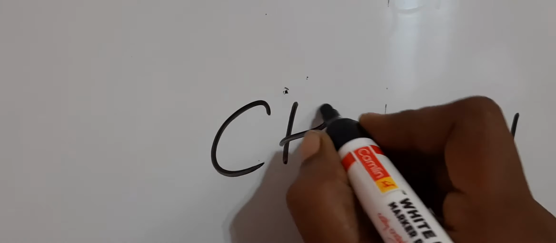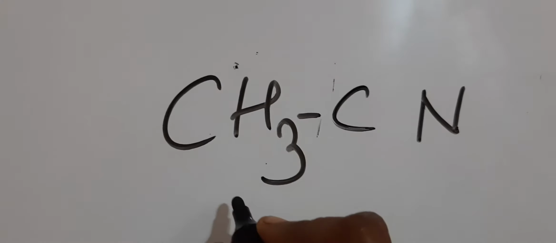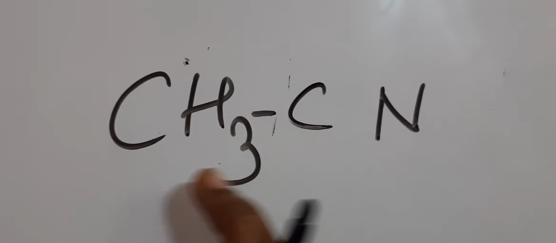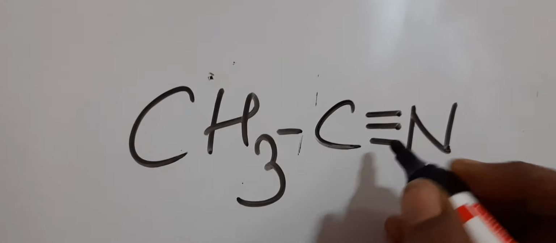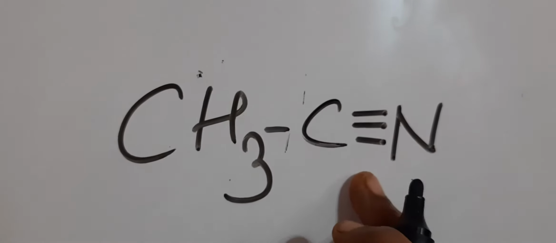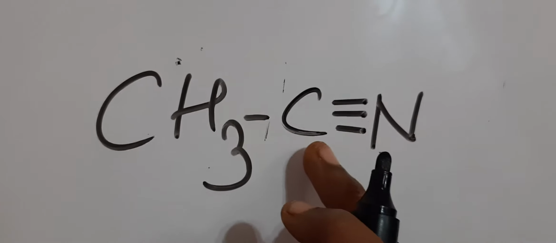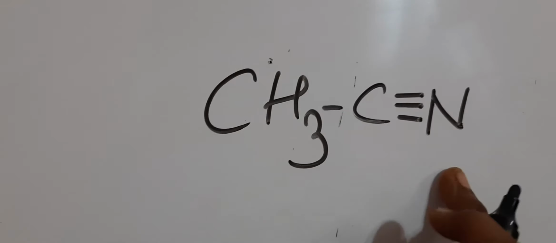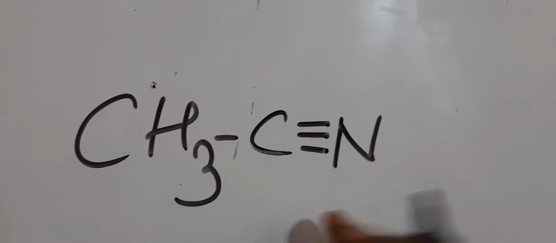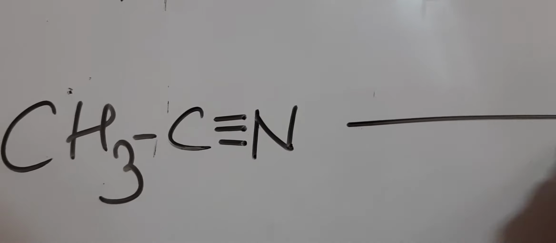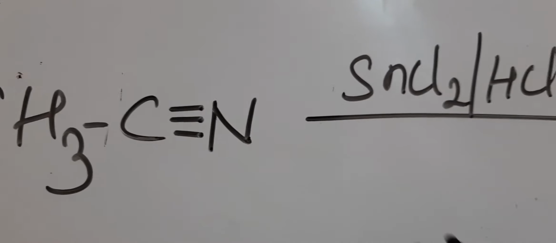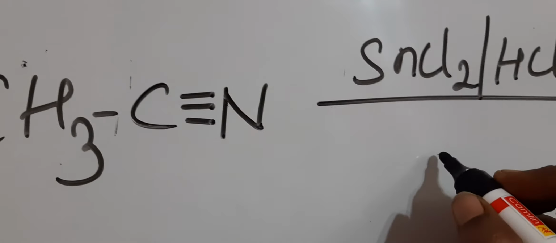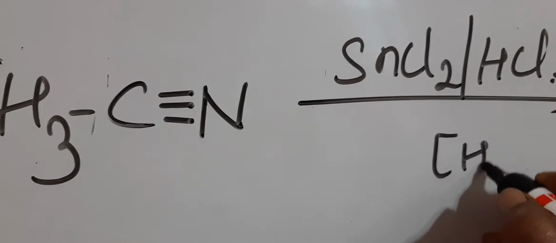Let me put CH3 here. So this is methyl cyanide. You can put CH3CN, or else you can put the bonds also. Carbon has 4 valency, right? So 4 bonds should be there. For cyanide, C triple bond N is the group. So this is methyl cyanide. Methyl cyanide is now reduced in the presence of stannous chloride. So this is also a kind of reduction reaction. Just like that you can put H2, or nascent hydrogen also.